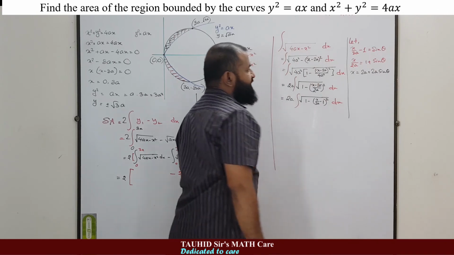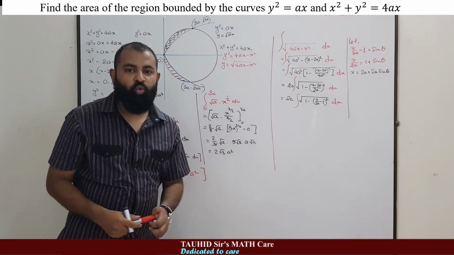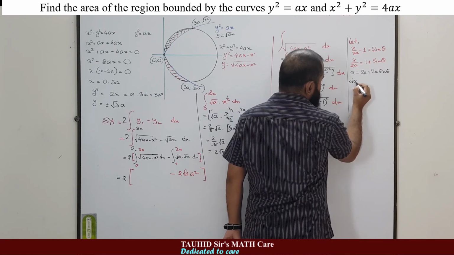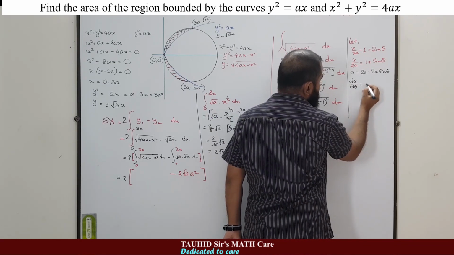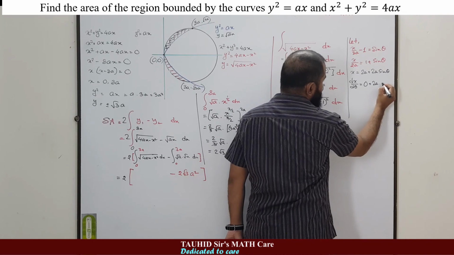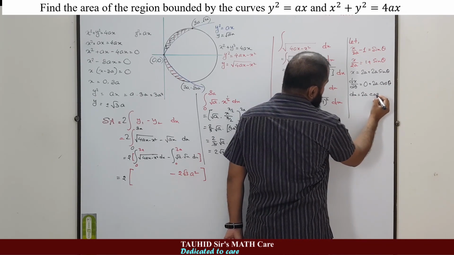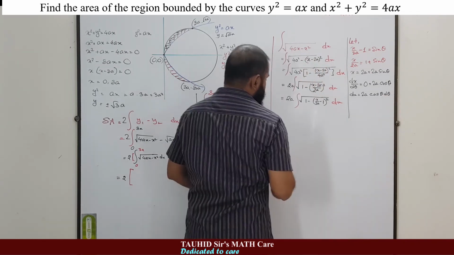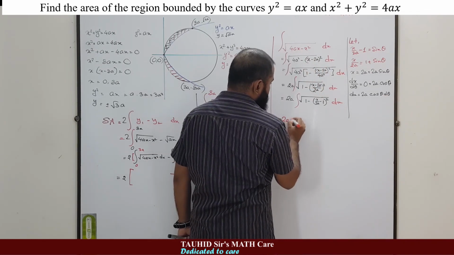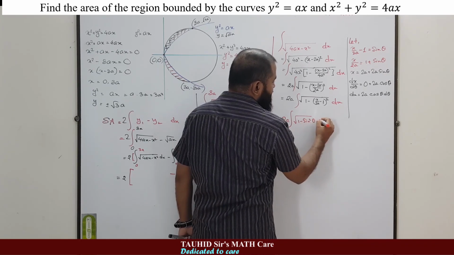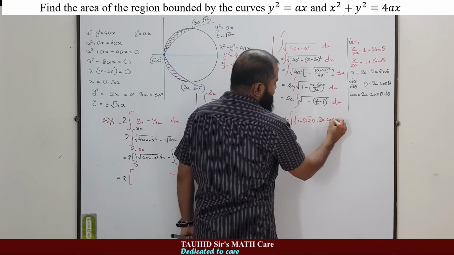And we got x equal to 2a plus 2a sine theta. So if I differentiate it with respect to theta, dx/dθ equals 0 plus 2a cos theta, so dx equals 2a cos theta dθ. Now let's put this value here, 2a integration of root over 1 minus sine square theta, 2a cos theta dθ.